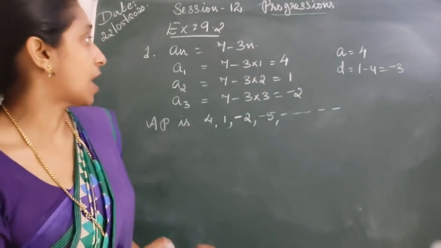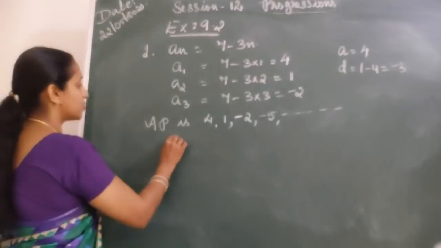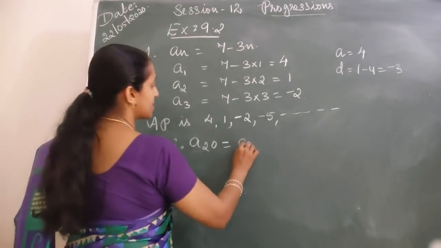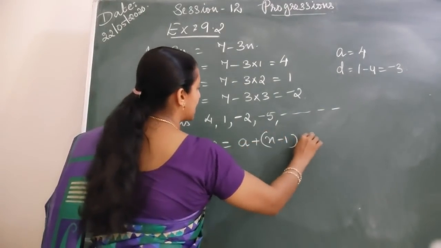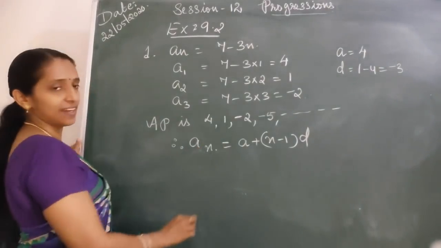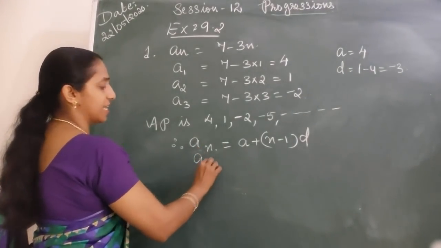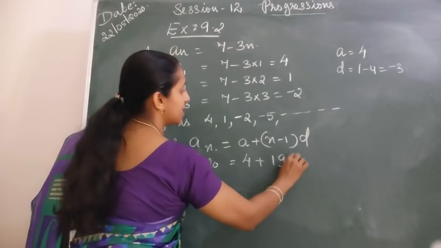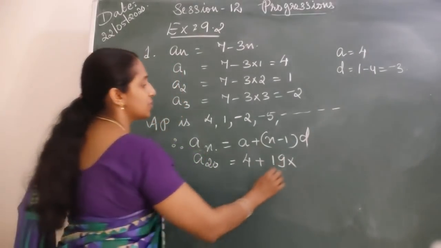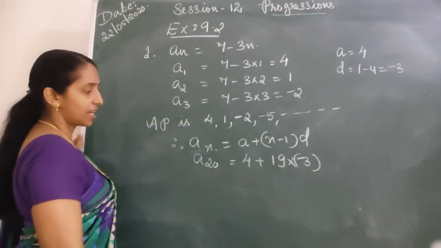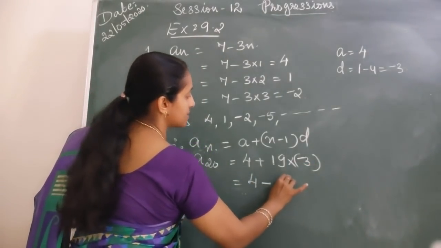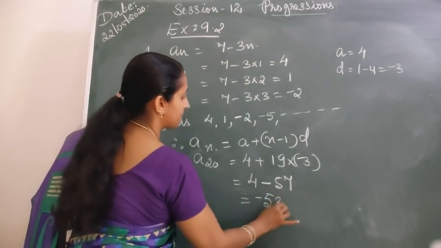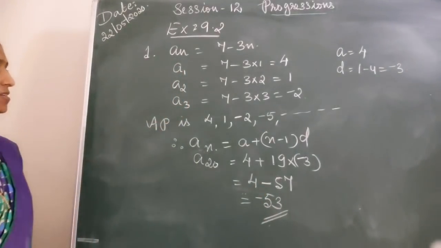Clear? Now, you have to calculate the 20th term, A20. What is our formula? A plus n minus 1 into d, that is an. Now you have to calculate A20. A20 means A is 4 plus 19, 20 minus 1, 19 into minus 3. Right? So you are getting 4 minus 57. What will you get? Minus 53. Clear? So this is the 20th term of the sequence.